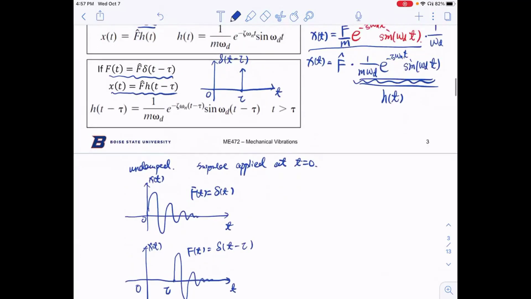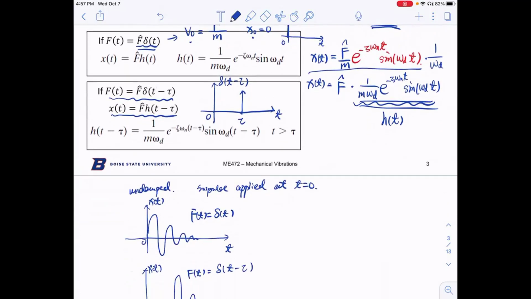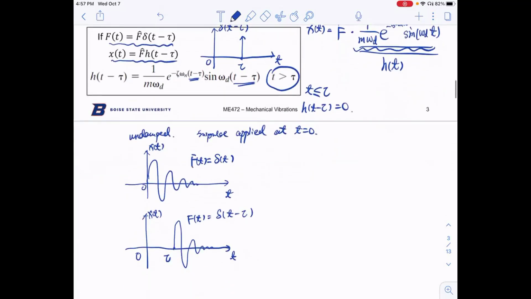So when your excitation is an impulse delayed by tau seconds, most of it is the same. You only need to delay your h function by tau. How it looks is that you just replace all the t by t minus tau. Then you can get everything. Remember, in this case, this function only exists when time is greater than tau. When time is smaller than or equal to tau, then your h function should be 0 because there is no excitation before that time point.